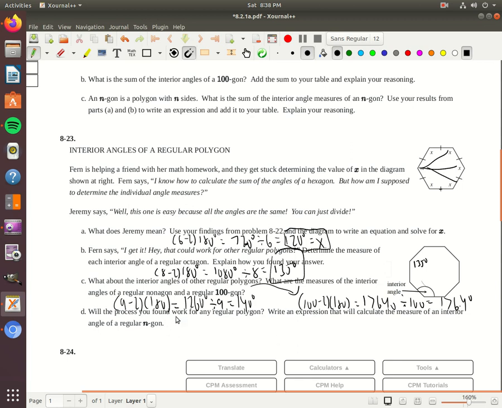Will the process you found work for any regular polygon? Yes. Write an expression that will calculate the measure of an interior angle of an n-gon. So again, we're going to say n minus 2, times 180. We have to subtract 2 here to get the number of triangles, but once we've done that, we come back and divide by n. That will evenly disperse it to each of the angles, if that makes sense. So hopefully we're doing okay with this so far.